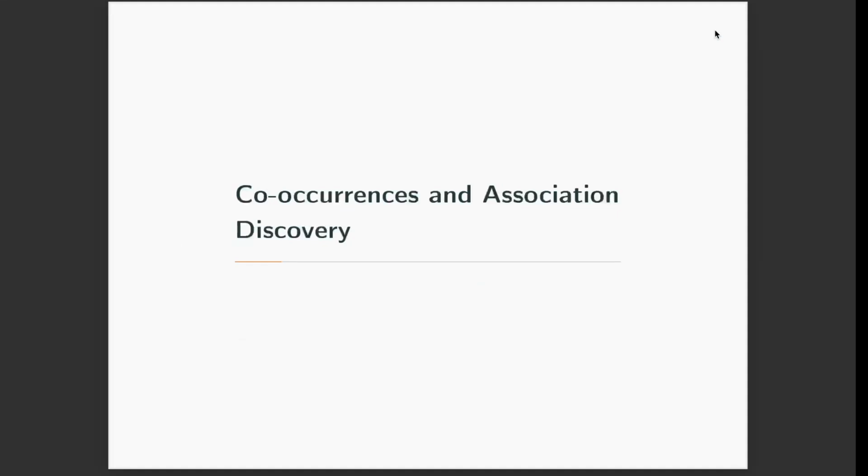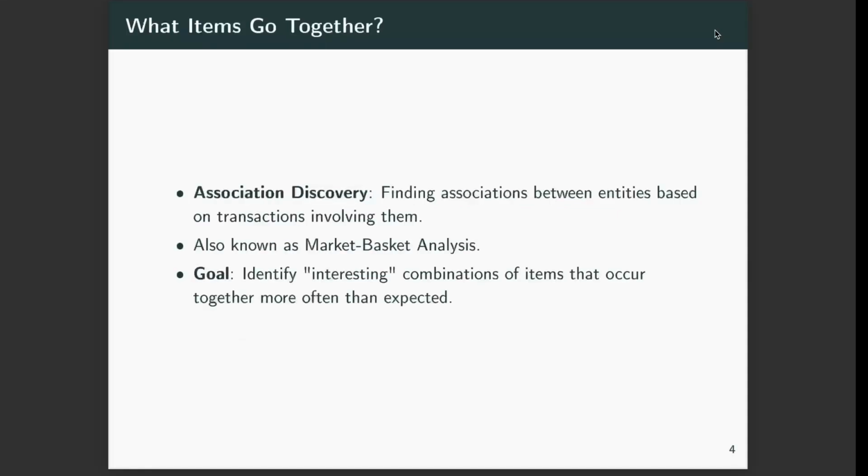Co-occurrences and association discovery. Our first major topic is association discovery, which is also commonly called market basket analysis. The core question it answers is beautifully simple. Which items tend to occur together? The classic setting is a grocery store or a retail outlet. Imagine you have a database of millions of customer transactions. Each transaction is a basket, a set of items that one customer purchased together in a single shopping trip. Association discovery asks, are there pairs or triples or larger groups of items that appear together in baskets more often than you would expect by random chance?